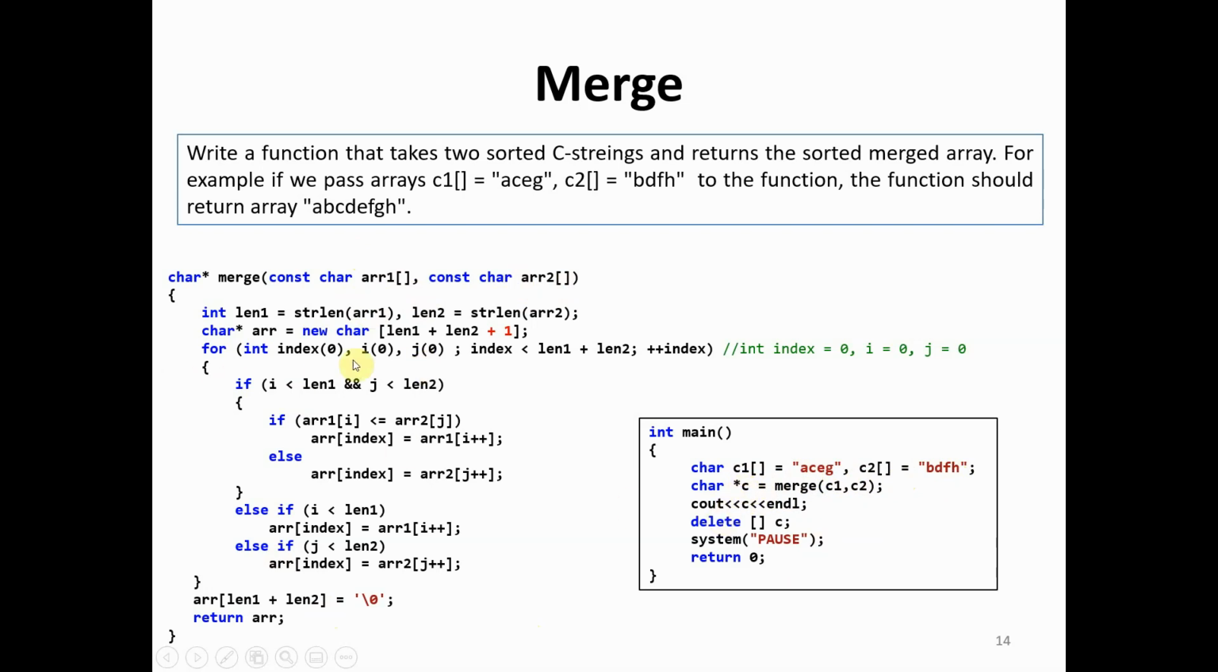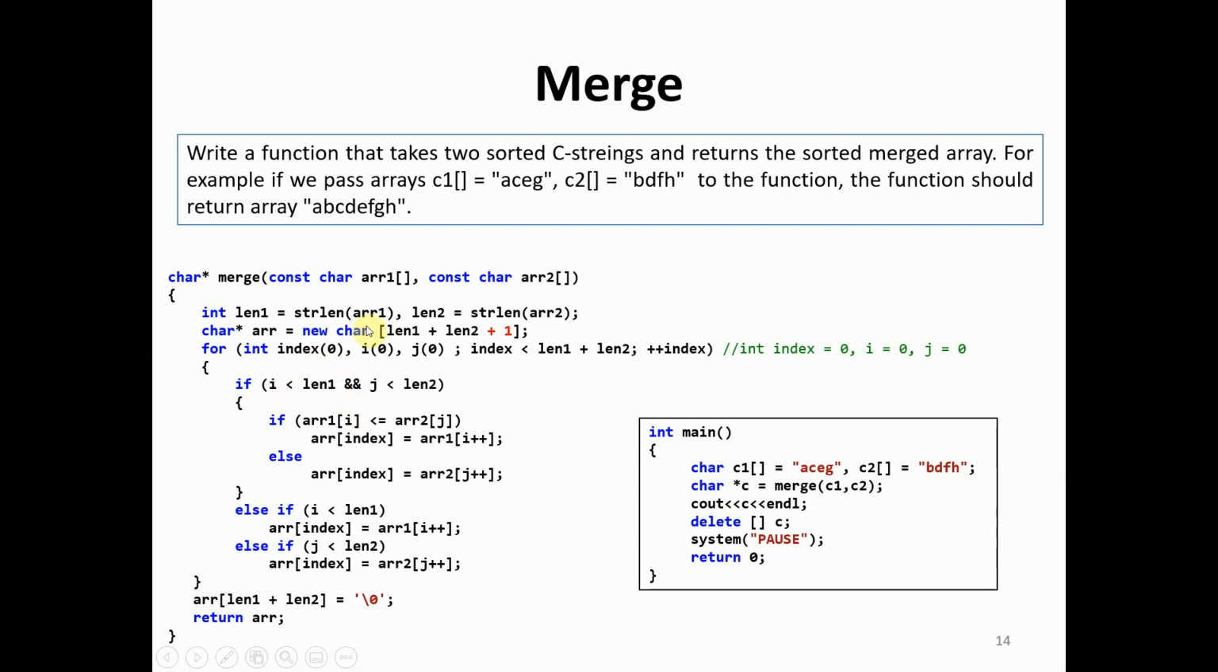So what happens here, now you can see that we have three variables: index, which we're going to use for the result array, i, which we're going to use for C1, and j for C2. Okay, and then this loop goes from index equal to 0 to index less than the size of the result array, so length 1 plus length 2 in this case. And at each step we're going to increment index, of course, right?